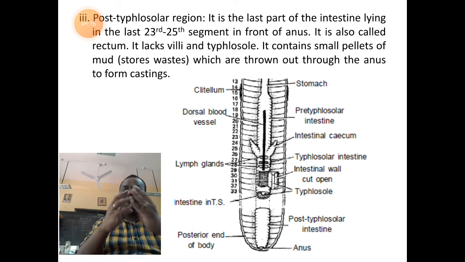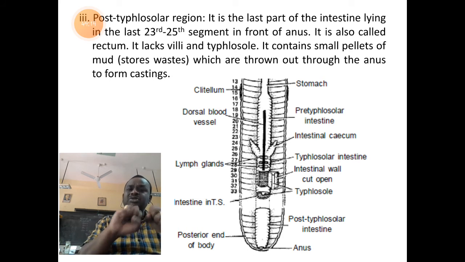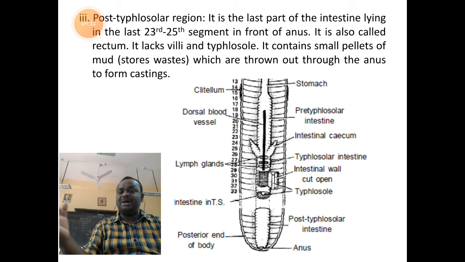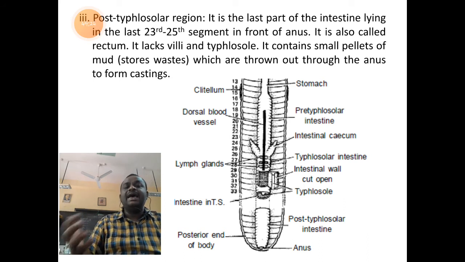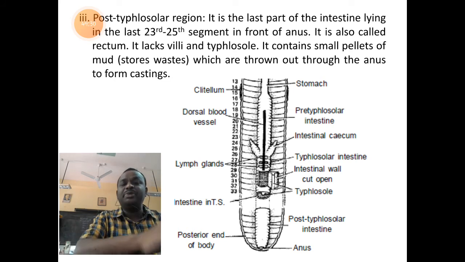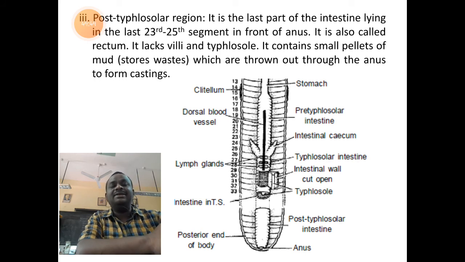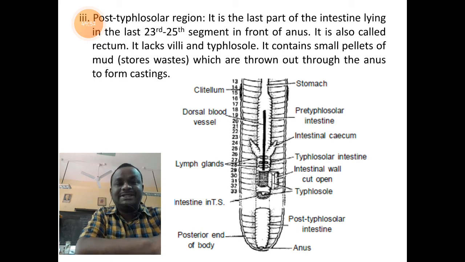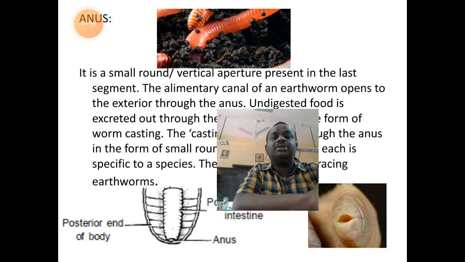And here the food which is converted into the fine paste after the complete absorption remains as waste. That waste is stored and later is thrown out of the body through the opening of anus, and that content which is thrown out is called castings. Students, remember, castings are nothing but the excretory waste of the digestive canal or undigested waste of the digestive canal which is thrown out through the anal part. So, that is about the importance of post-typhlosular region.